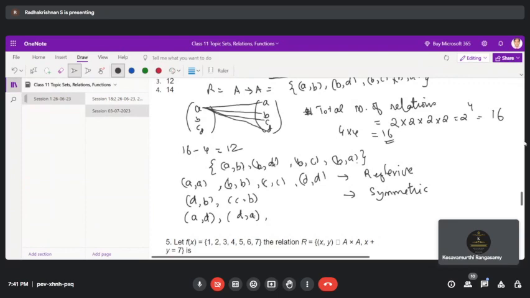So B to C and C to B is there, so B to B is also there. We can check like that. B to A and A to D is there, so B to D should be there. It is already there. So we have to check for everything. Okay, let's see. Look at it and tell me what else is missing.